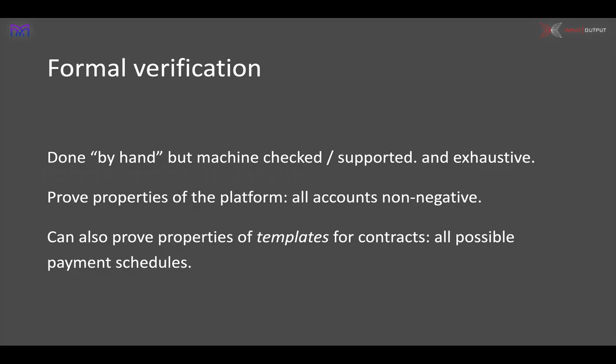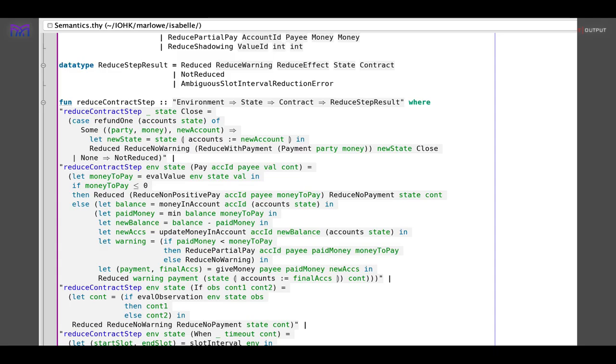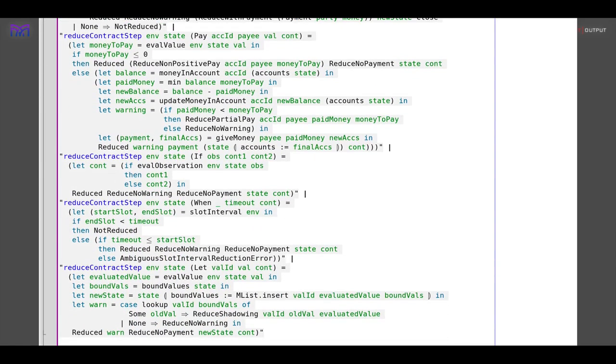But what I'm going to concentrate on here is properties of the platform. We've written our semantics in Haskell, but Isabelle uses a slightly different language. But if you take a look at what we have here in Isabelle and compare it with the Haskell implementation, you'll see that what we have is pretty much a transliteration, a line-by-line translation of what we have in Haskell. So we've been able to take our semantics, put it into Isabelle, and then we've been able to prove things.